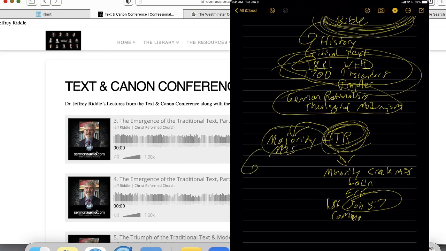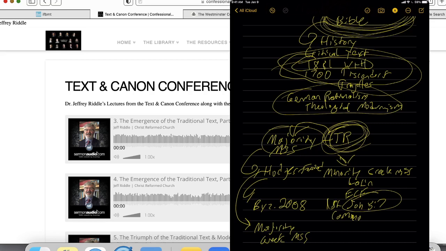There's a text that was published by Hodges and Farstad in, I want to say, the late 90s. And there was another thing. It's called the Byzantine Text by Robinson and Pierpont. I believe that was published in 2008. Hodges and Farstad was kind of looking at the majority of Greek manuscripts and trying to come to a consensus, but it wasn't really based on the majority of Greek manuscripts.